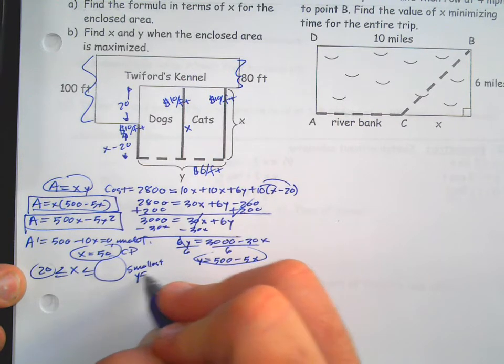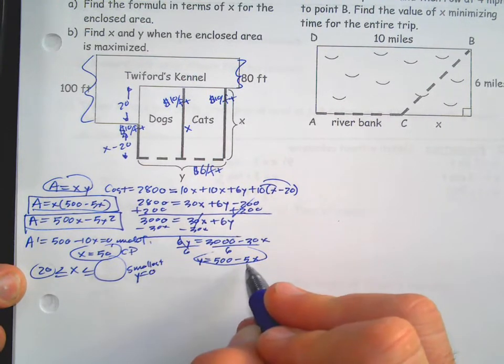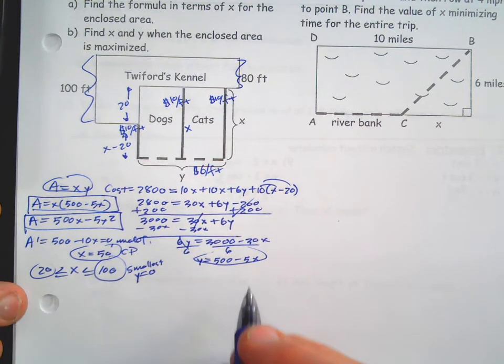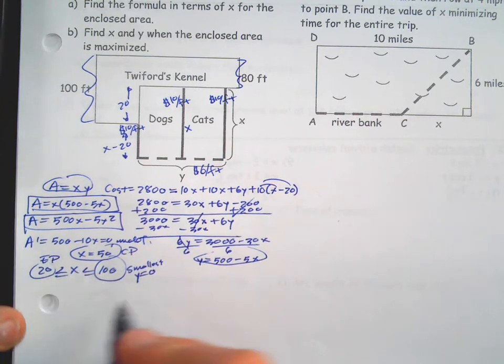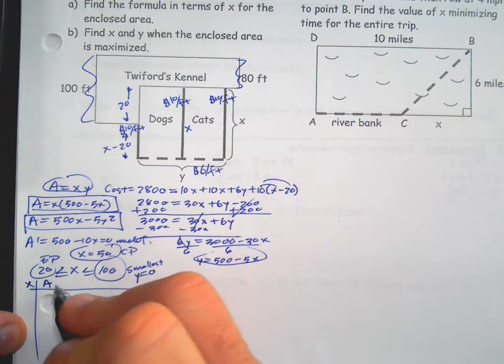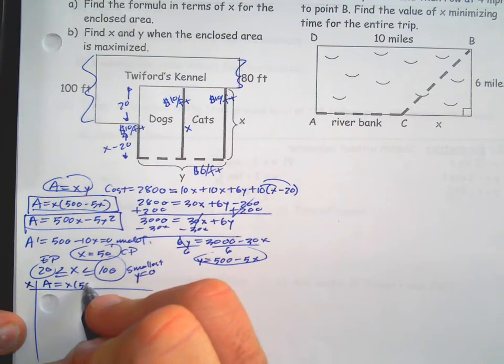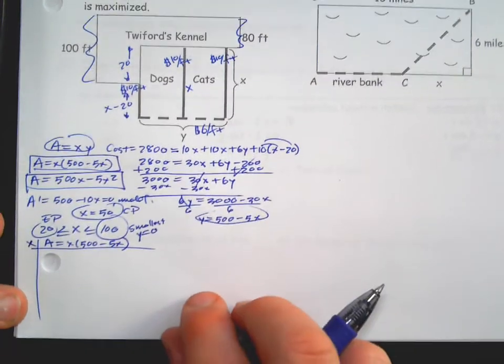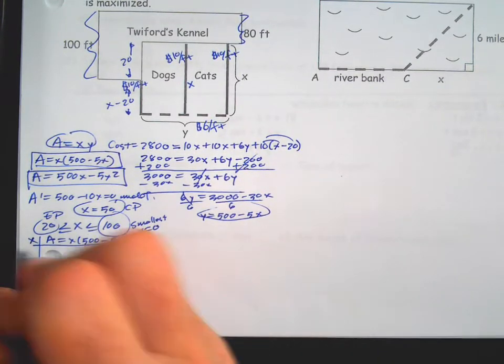Y could be 0. So when y is 0, x is 100, right? So these are your endpoints. We make a table, x and area. Now I like to use the factored version because it makes the work easier, and plus the 500 minus 5x, which will show up in your work, is your y value. And it's a little less work later on.